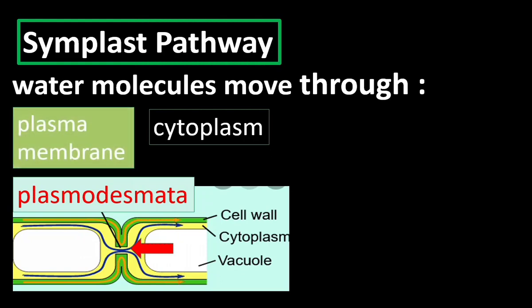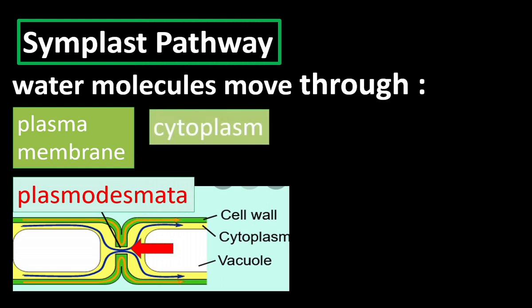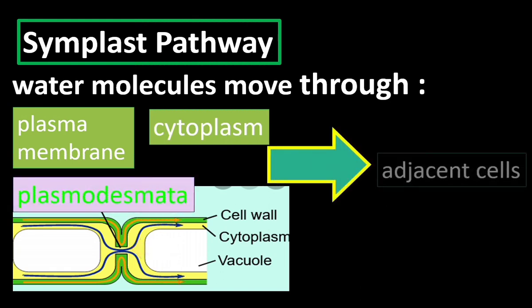Finally, the plasma membrane allows the movement of water. The water enters into the cytoplasm. Through plasmodesmata, the water enters into the nearby, adjacent cell. The Symplast pathway involves movement of water through the plasma membrane, cytoplasm and plasmodesmata. Water from one cell enters into the nearby cell in the Symplast pathway.